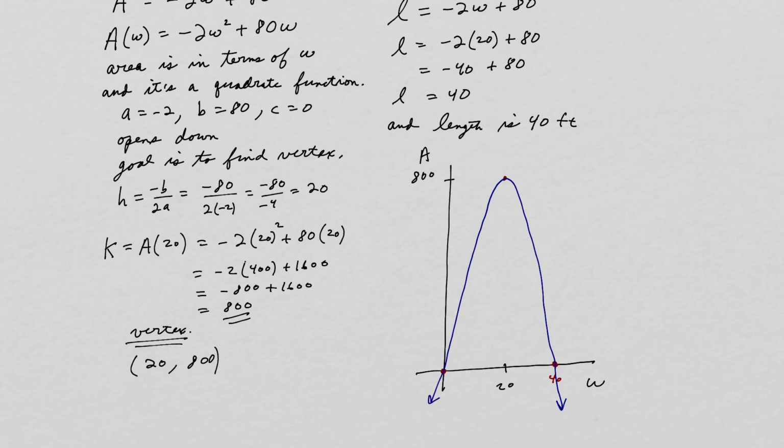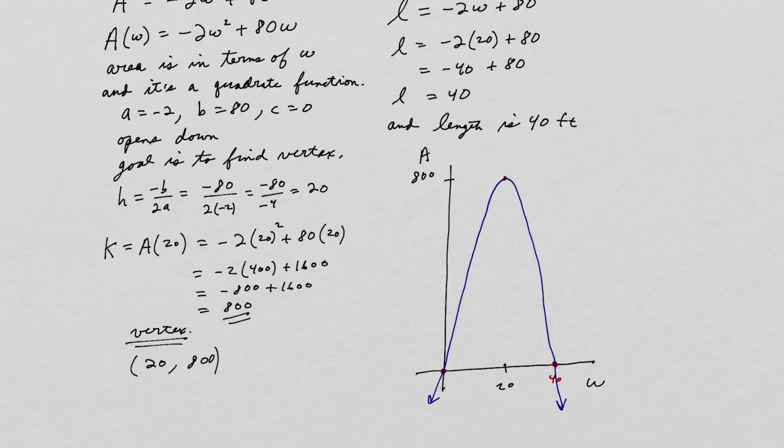Okay, so actually this is interesting, right? Notice here that if the width were 0, then the area would be 0. If the width is something between 0 and 20, there's definitely some area of that rectangle, but it's not the maximum. It's only when the width is 20 do you get a maximum area. And the maximum happens to be 800 square feet.